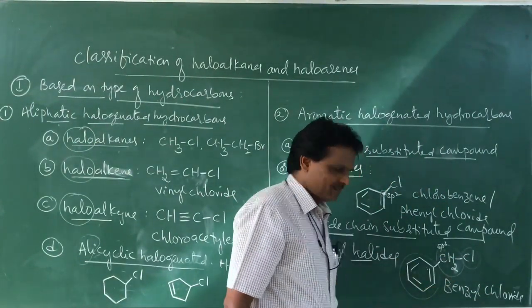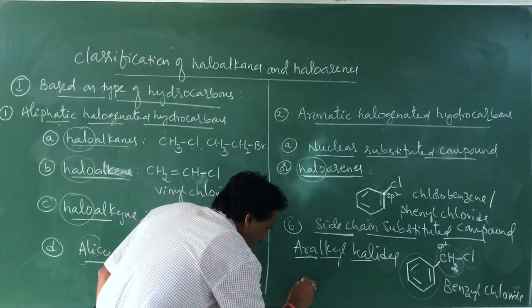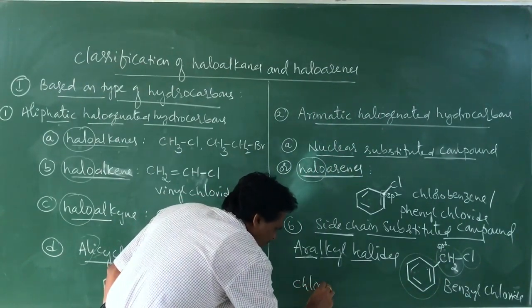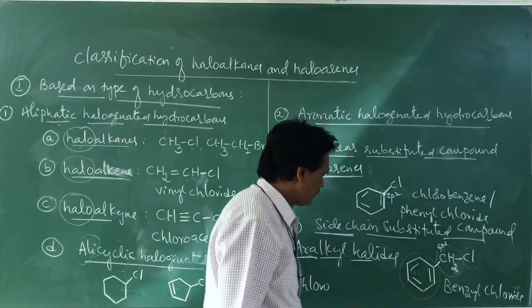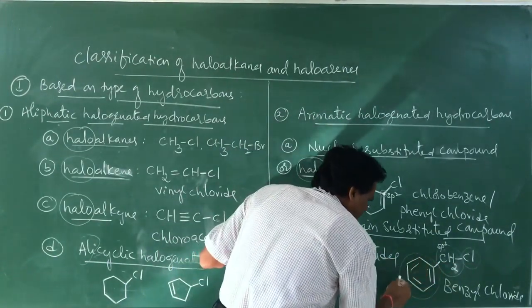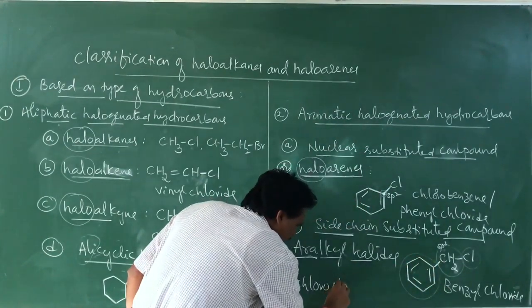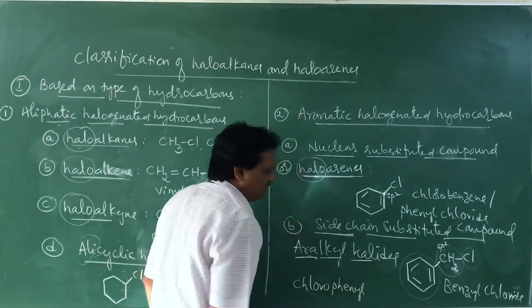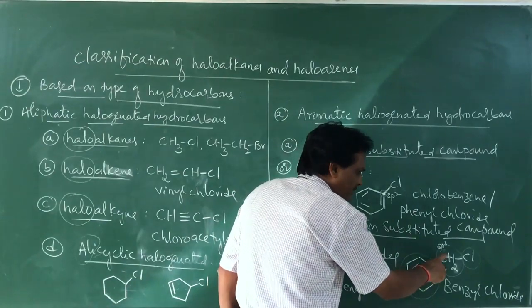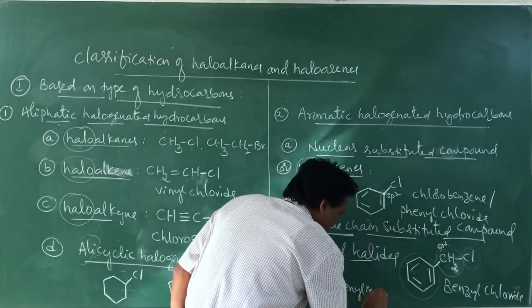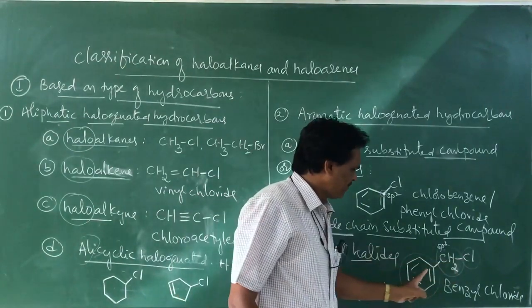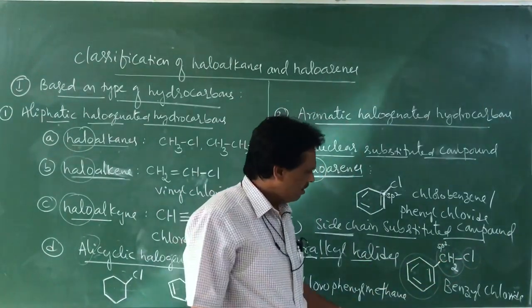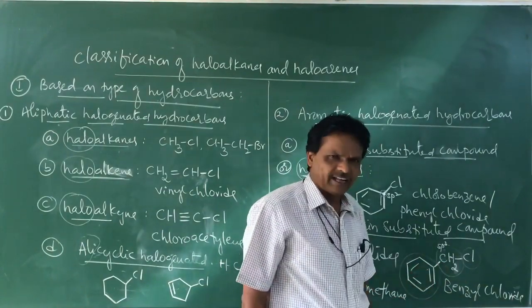Or chlorophenyl methane. Look here: chloro, the prefix used for chlorine is chloro. The C6H5 group is the phenyl group. Chlorophenyl, with one carbon atom, that is methane. Chlorophenyl methane, or benzyl chloride.